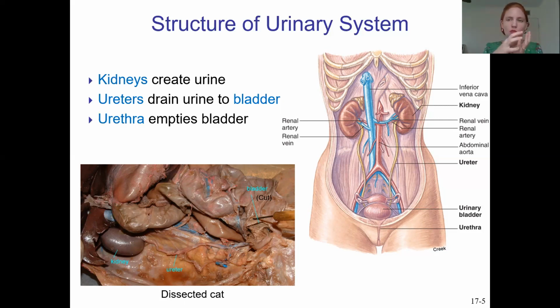So in real life, there would be a big deposit of loose adipose connective tissue surrounding that kidney. And the function of that is to protect the kidney, but also to make sure that the kidney stays in place. Okay, so it keeps it nice and snug in place.